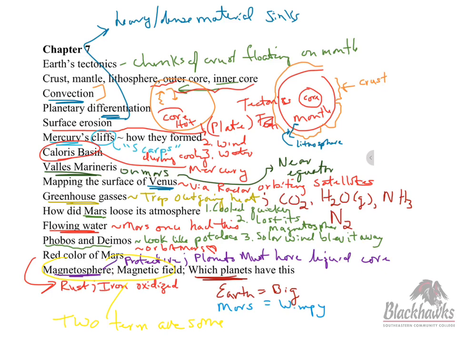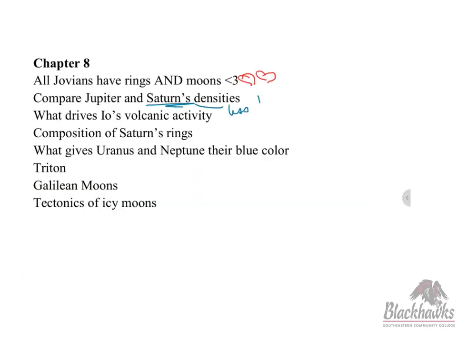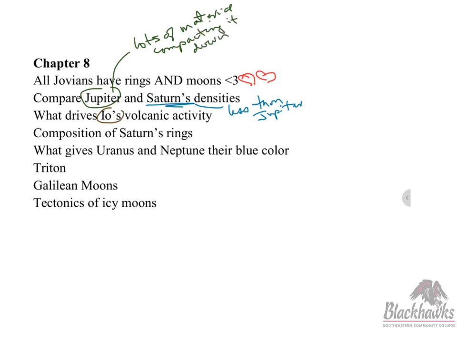So last chapter, and it's a short one. Yay! Oops, pause. So, the first one is self-explanatory, that all those Jovians have rings and moons. And then the second one, looking at the densities, in blue I said Saturn's density is less than that of Jupiter. And then in green I say Jupiter has lots of material compacting it down, kind of like the pillows.